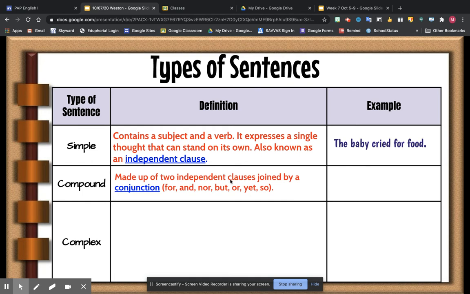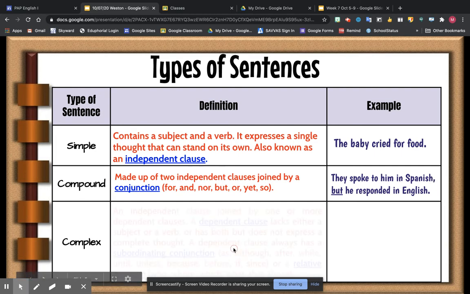A compound sentence, again, is two independent clauses or two simple sentences joined with a coordinating conjunction, or FANBOYS. They spoke to him in Spanish, but he responded in English. Here is our first independent clause. So what's the action? Spoke. Who spoke? They. So there's our complete thought. Here's our second one. He responded in English. Verb, responded. Who or what responded? He. And then we're joining it with a comma and a coordinating conjunction.